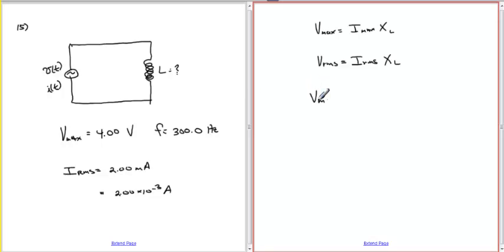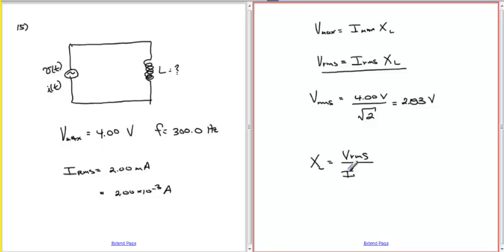So let's change the maximum voltage to RMS. The RMS is always less than the maximum. RMS stands for root mean square. So 4 divided by the square root of 2 gives you 2.83 volts. Actually, that should have been VRMS. So we can solve for the reactance. It's going to be equal to the RMS voltage divided by the RMS current. So the voltage is 2.83 volts, the current is 2.00 times 10 to the minus 3 amps, and we'll get units of ohms, like resistance.